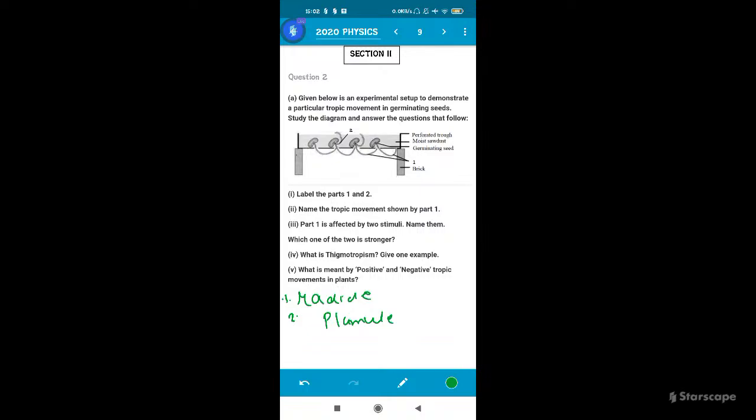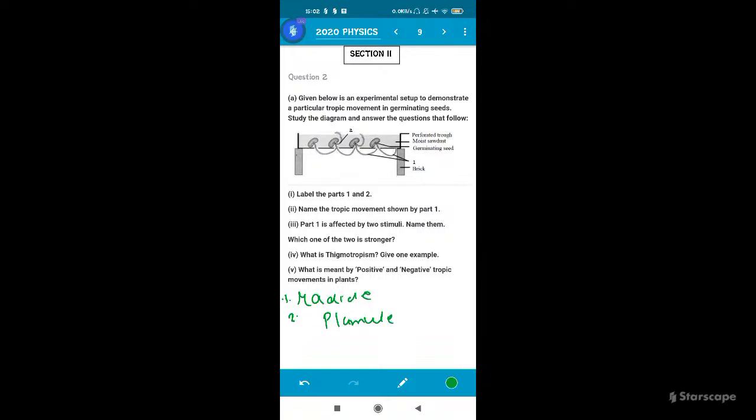Now your third question is: part 1 is affected by two stimuli. Like I just told you, it is affected by moisture and also by the presence of land, the presence of soil, or you can also directly say gravity. So these are the two stimuli which will affect part 1, the radicle portion. Name them. The answer will be water and gravity, or you can also write moisture and soil, presence of soil.